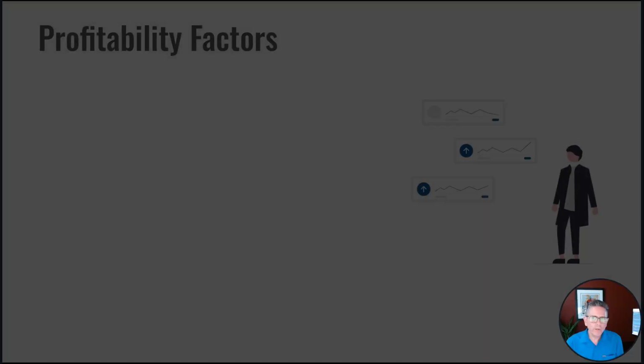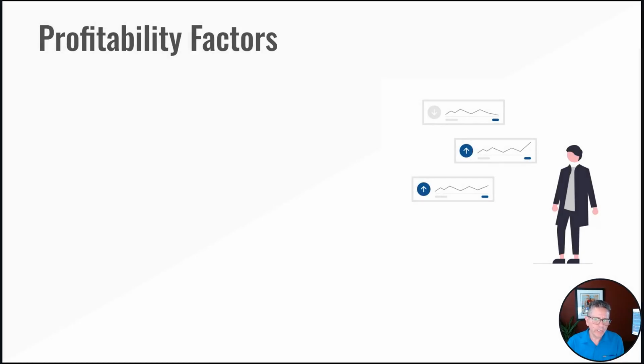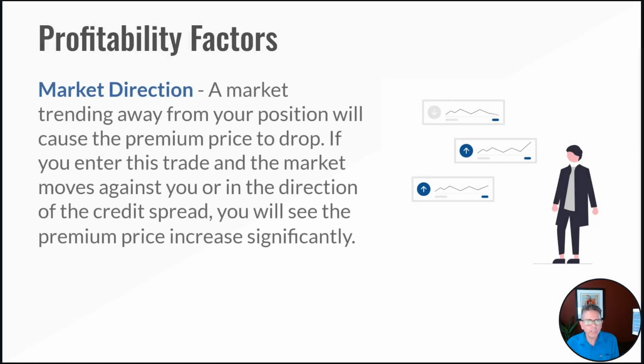The final probability factor is market direction. Market direction is basically the trending from the position that will cause the premium to drop. If you have a bull spread and the market is generally going up, then you're going to catch that profit earlier. If it's going against you, as long as it stays within the range of the market that you have, then you'll come out ahead as well.